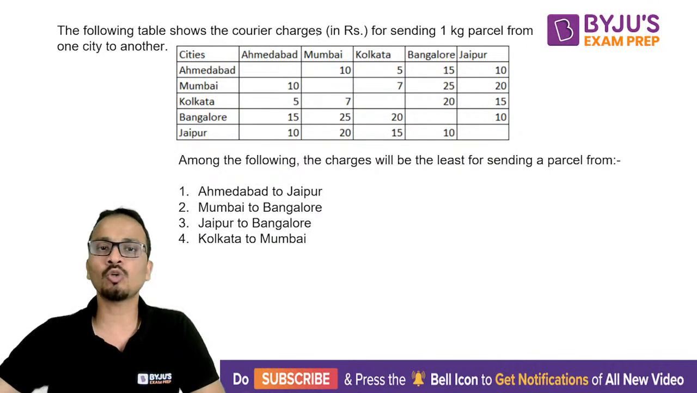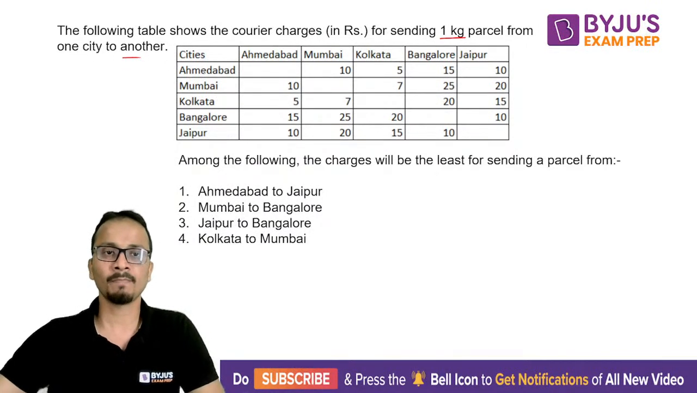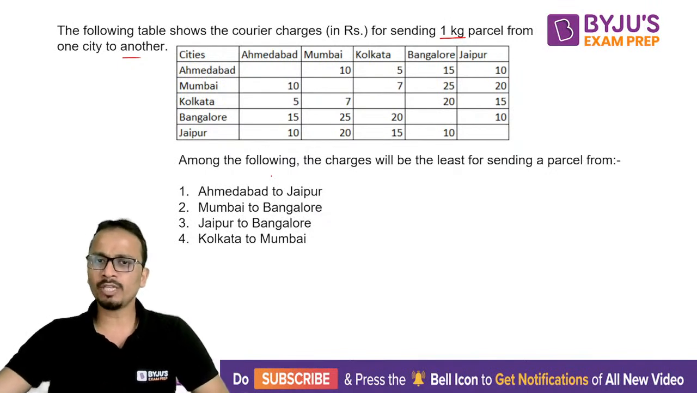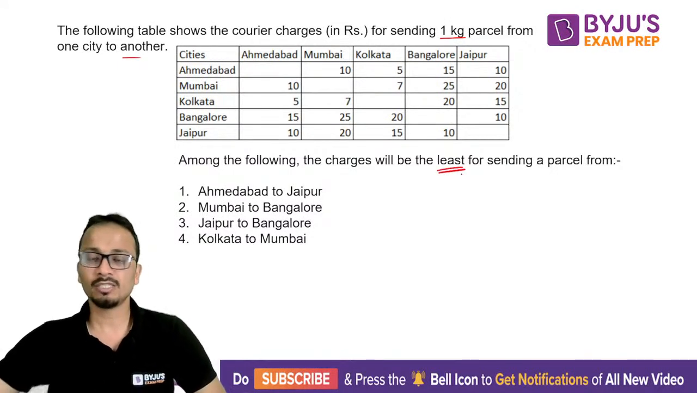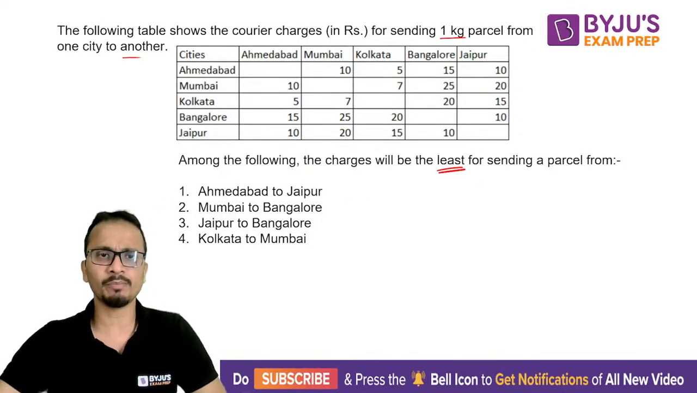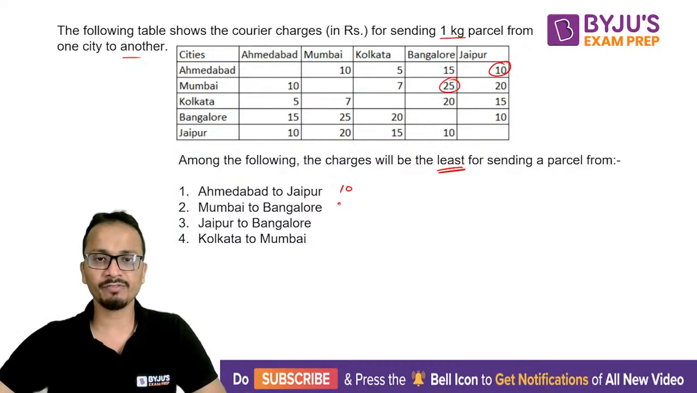The following table shows the courier charges for sending 1 kg parcel from one city to another. So there are 5 cities. Among these cities, courier charges are given for sending 1 kg of parcel. Among the following, the charges will be least for sending a parcel from... So Ahmedabad to Jaipur, the cost is 10. Then next is Mumbai to Bangalore, it is 25. Jaipur to Bangalore, it is 10.